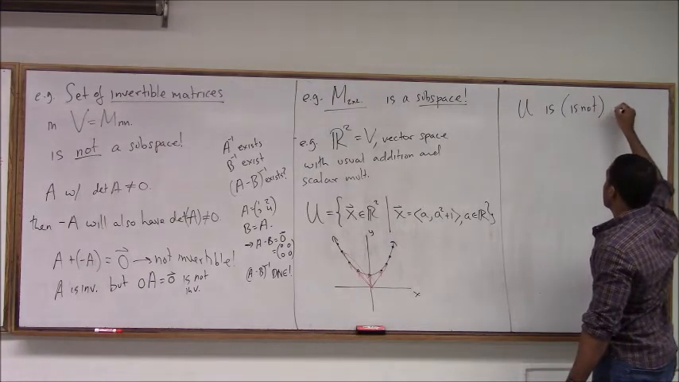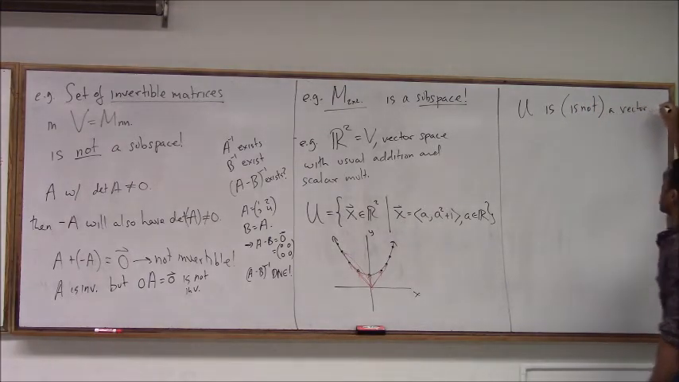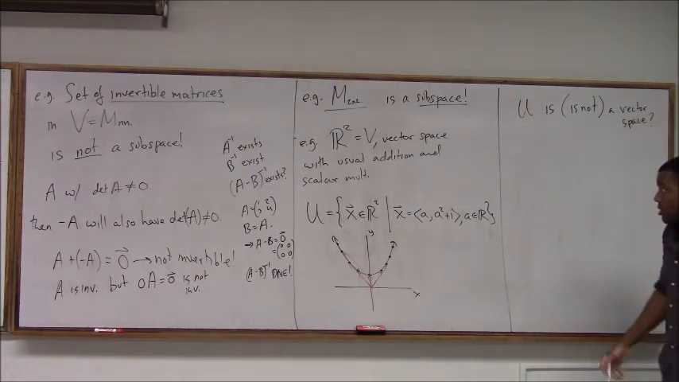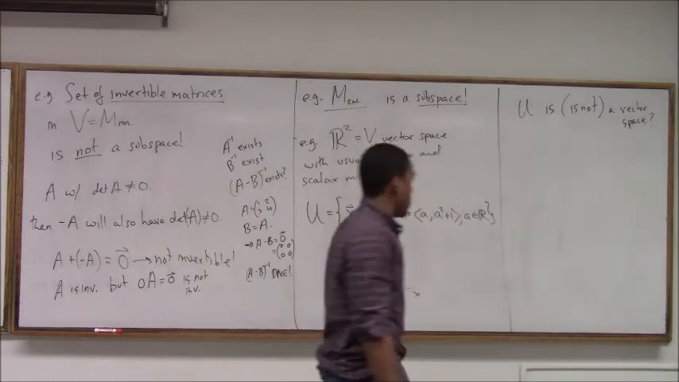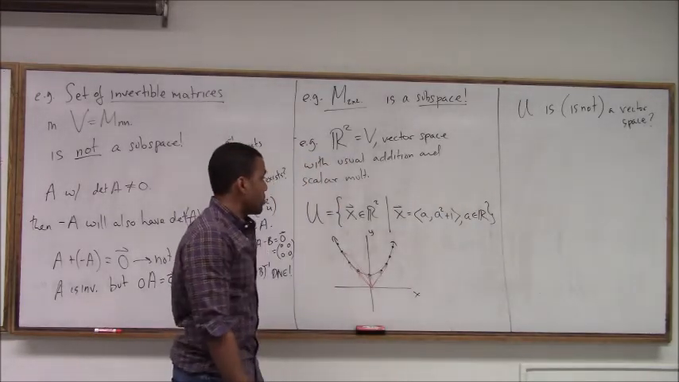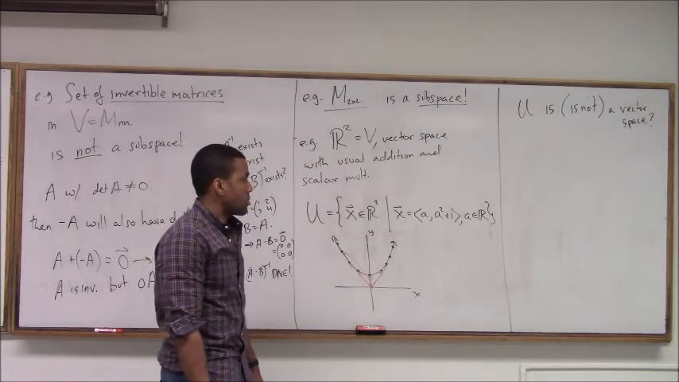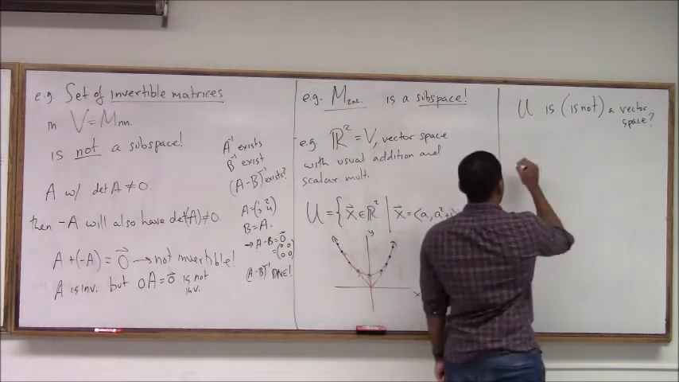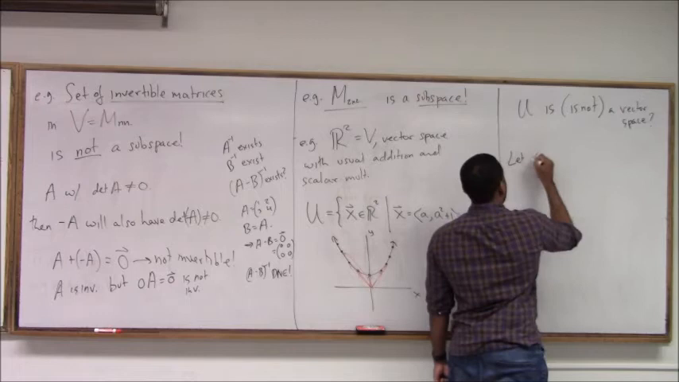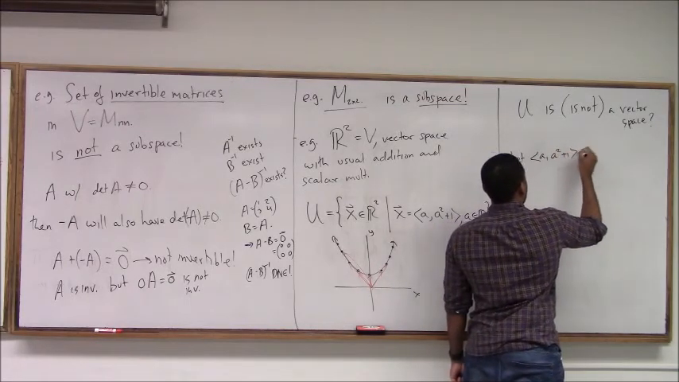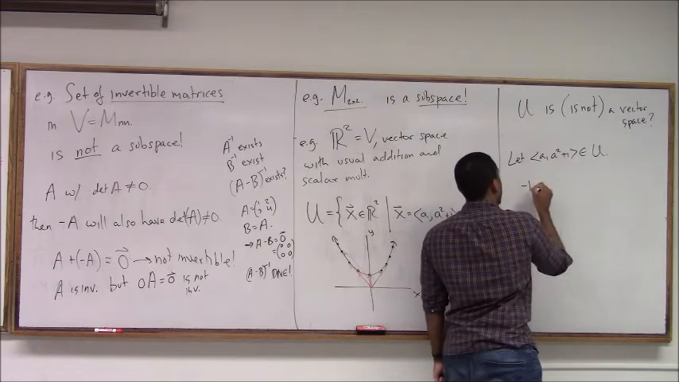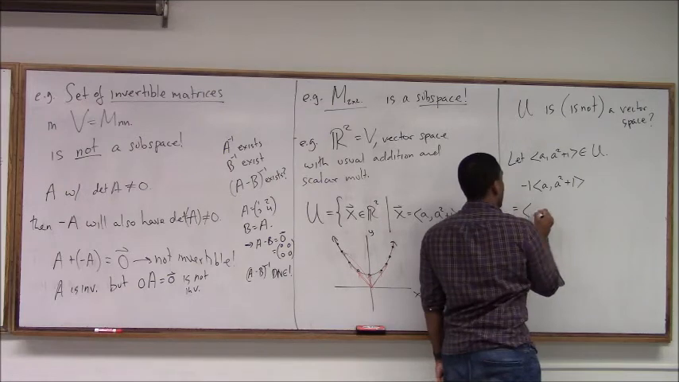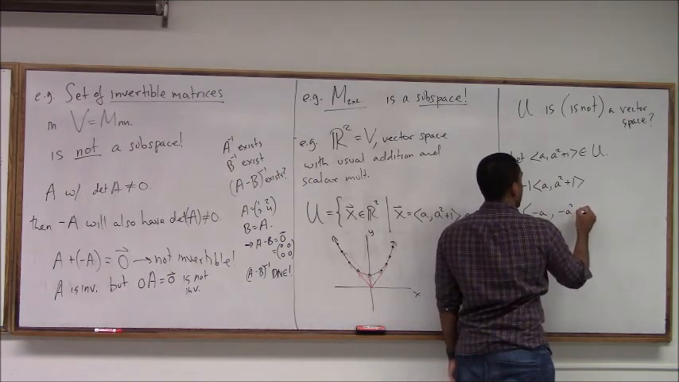Because scalar multiplication would not preserve it? Scalar multiplication, so give me an example. Like, if you had a particular vector in that direction, and you multiplied it by -1, it would be in the opposite quadrant, and that wouldn't work. Right, so let a comma a squared plus 1 be an element of U. If I take -1 times this vector, this would be equal to minus a comma minus a squared minus 1.